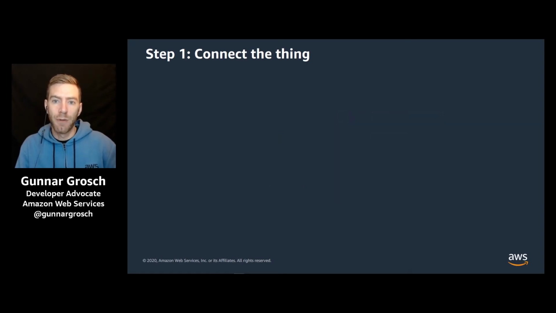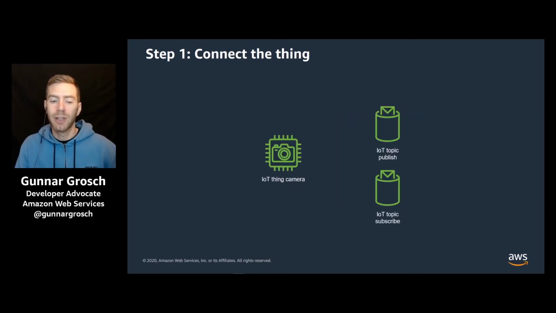And this is the functionality we're after. We're going to have our IoT thing subscribe to an IoT topic and wait for messages to arrive. When the message arrives, the thing will take a picture and post that to a different IoT topic. And we're then able to use that image data for the rest of our application. So let's look at how it works.